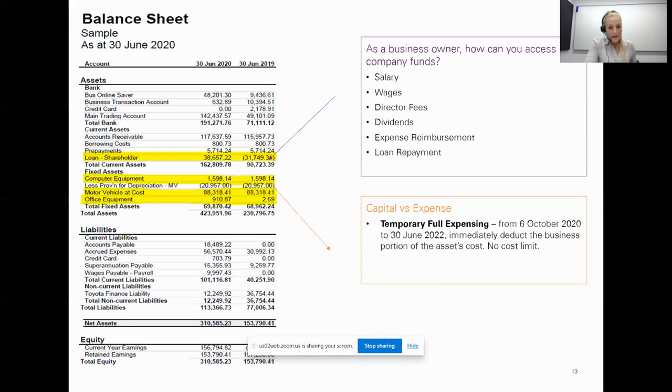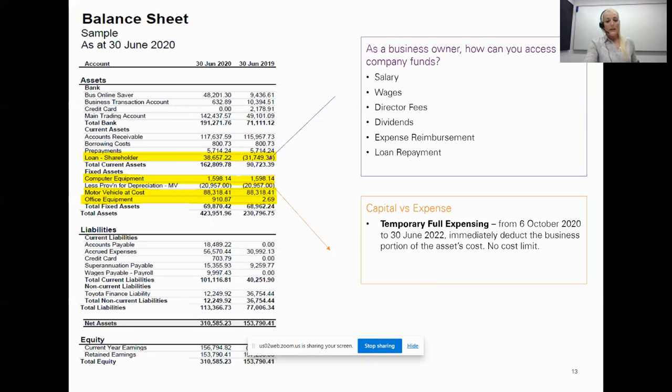There's a loan to shareholders sitting here as an asset. This means that the shareholder has taken funds from the company and it's created a debit loan. This can cause compliance issues and should be avoided. As a business owner, you can take money out of a company through remuneration, so either a salary, wages, director fees, dividends, expense reimbursements, or loan repayments if you have loaned money to the company.